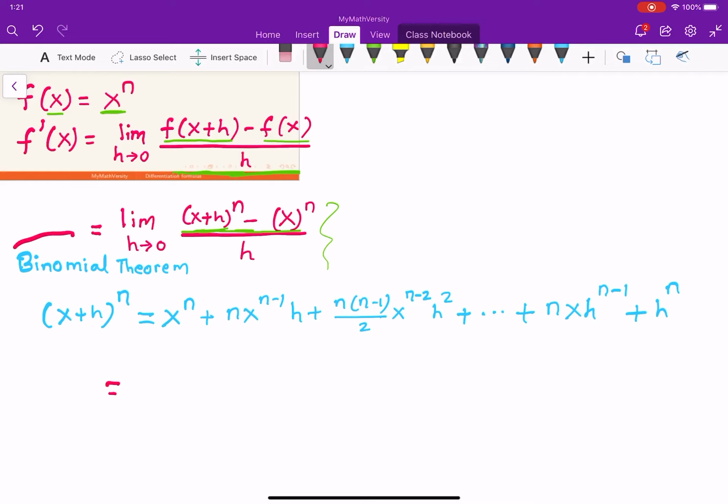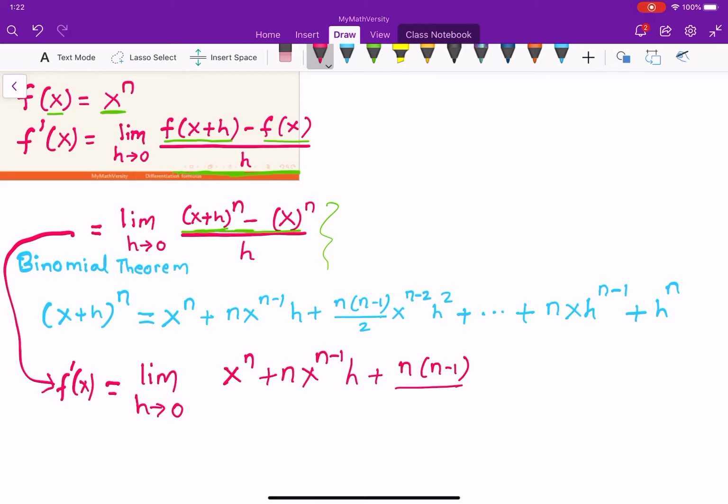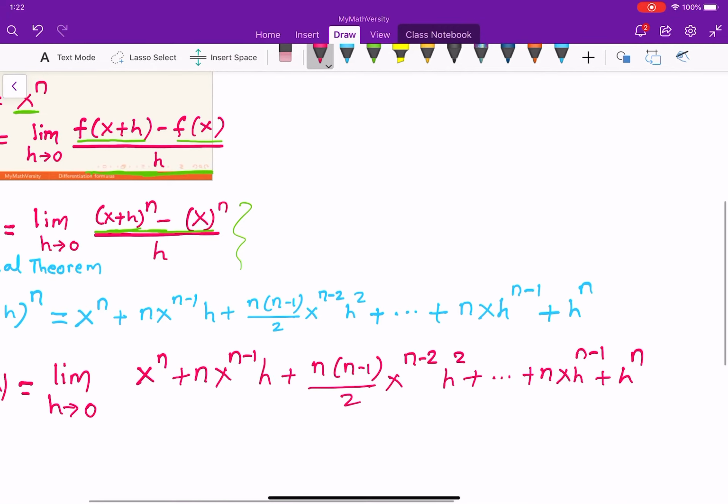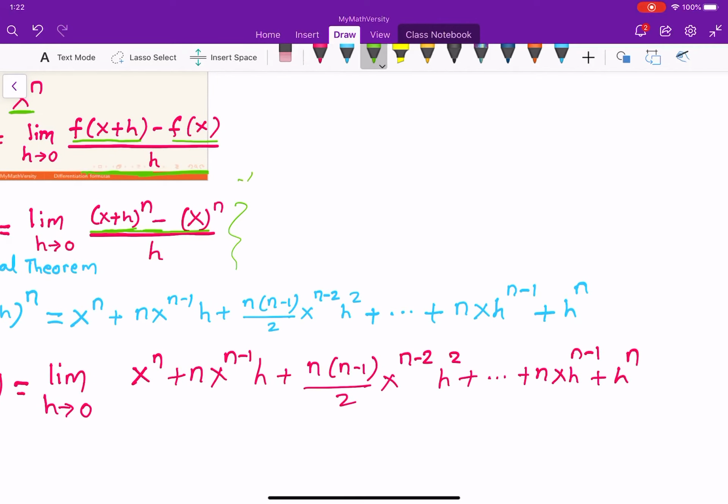So what we get here is f prime of x is equal to, we need to evaluate the limit as h gets closer and closer to 0 on this expression, which is the expansion of x plus h to the power n, whatever we have just written. So let's copy that again. So n times x to the power n minus 1 times h plus n times n minus 1 over 2 x to the power n minus 2 h squared plus dot dot dot plus n times x times h to the power n minus 1 plus h to the power n. So this is the expansion of x plus h to the power n, and what we have in the difference quotient is x to the power n, right?